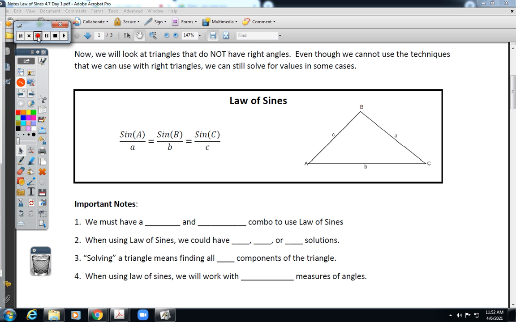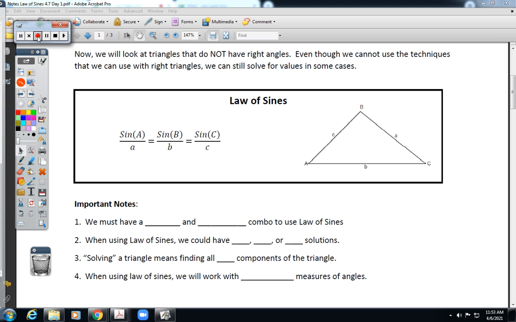So here in this section now we're going to be talking about the law of sines and eventually the law of cosines. But the law of sines is for triangles that do not have right angles. Now it does work for right triangles as well, but these 2 rules are general rules that apply to all triangles. Obtuse, acute, right, scalene, isosceles, equilateral, doesn't matter. These rules work for every triangle.